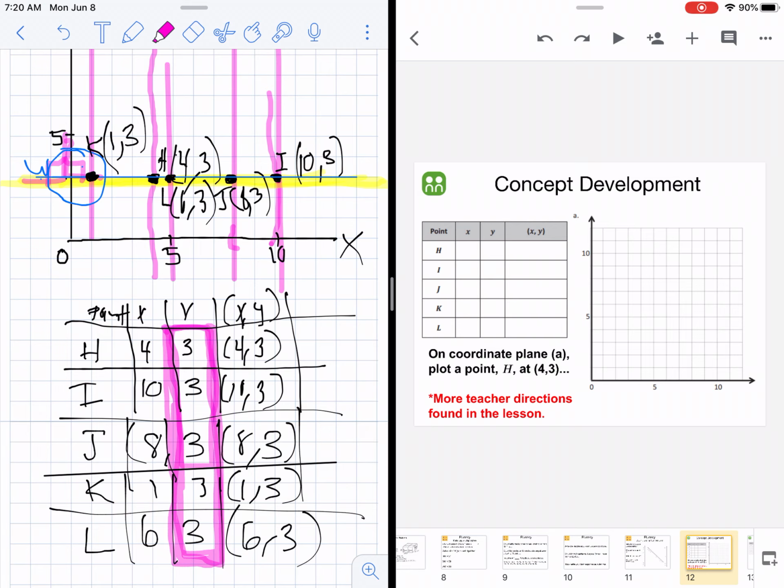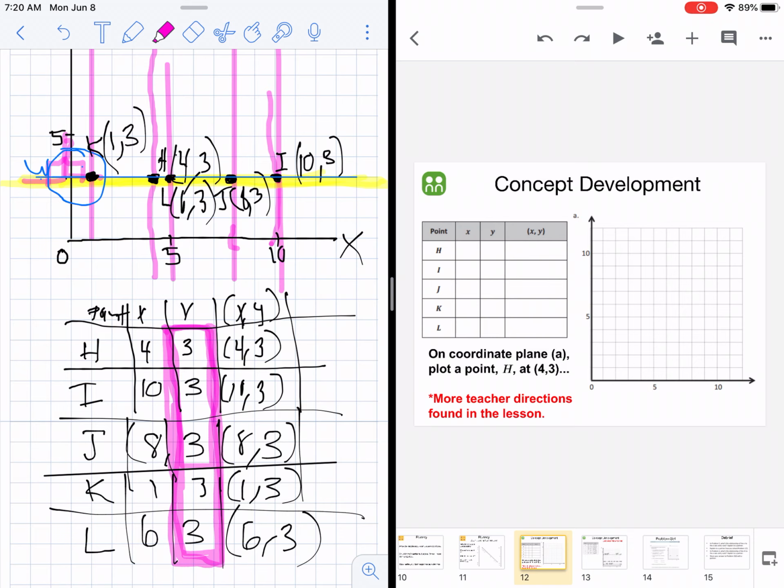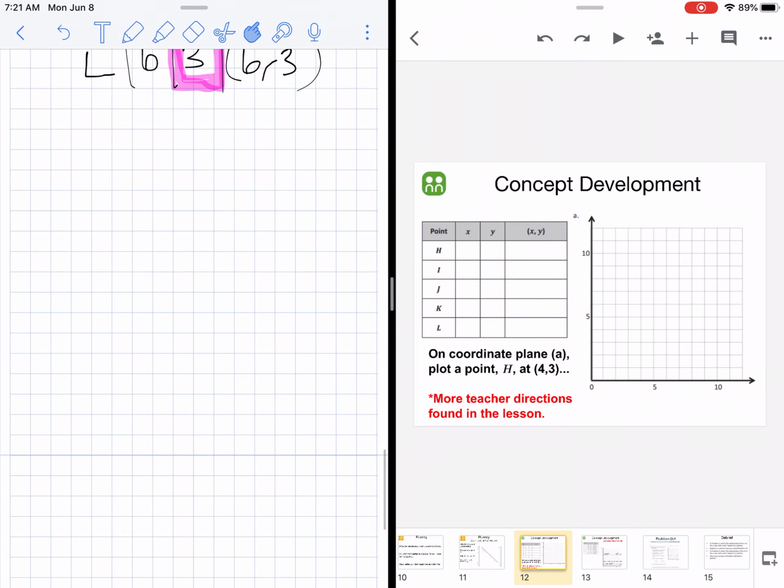Let's do another one. This was problem 1. Now we're going to do problem 2. All right. So problem 2, we're going to have a vertical line, which means all the coordinates are going to have the same x. Very good. X. So let's draw our graph.